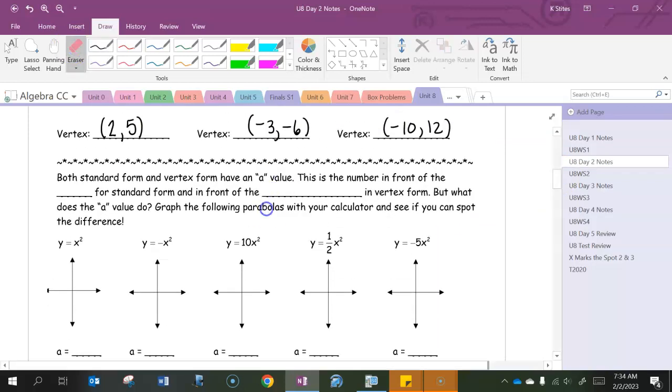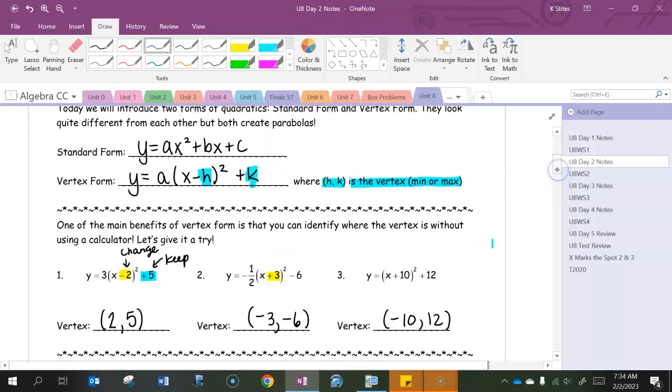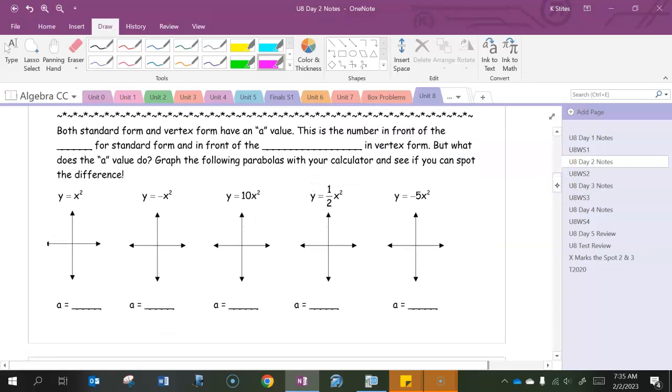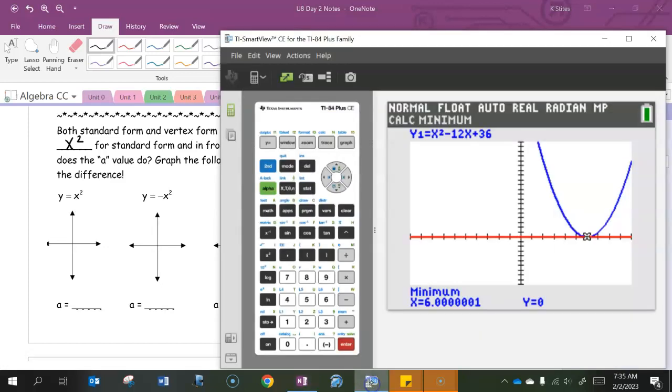Okay, now what we're going to talk about next is the a value. So both vertex and standard form have this a value. You can see it's right here. Okay, so this is an a value, this is an a value. It's that number in front. This would be in front of the parentheses in vertex form. Okay, so it's the number in front of the x squared for standard form, and it's in front of the parentheses in vertex form. And this a value actually does something pretty important. So we're going to graph these, and we're just going to look at them.